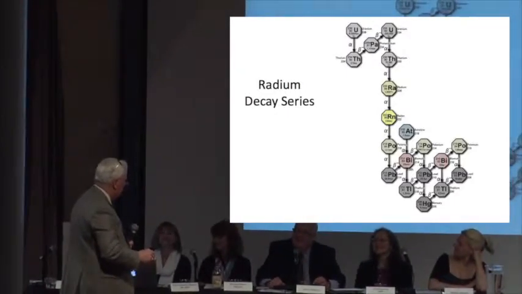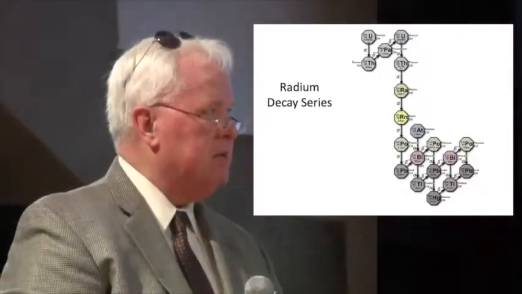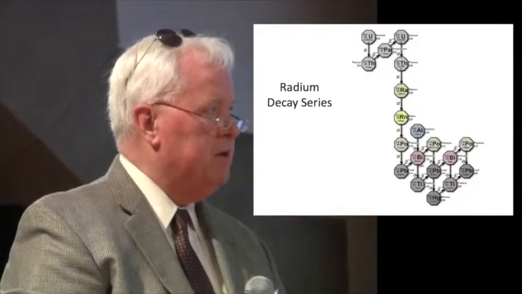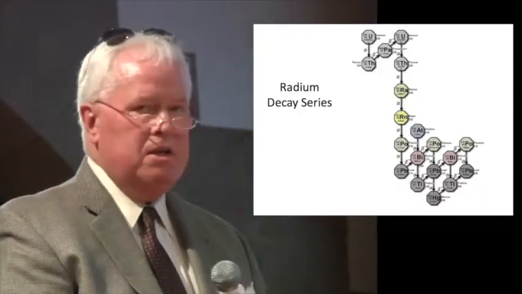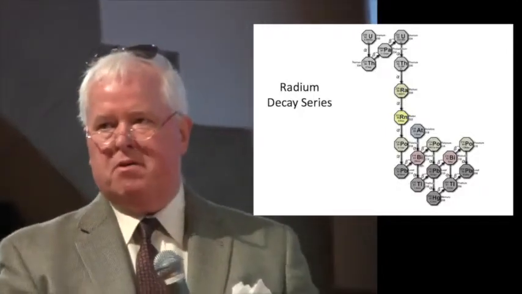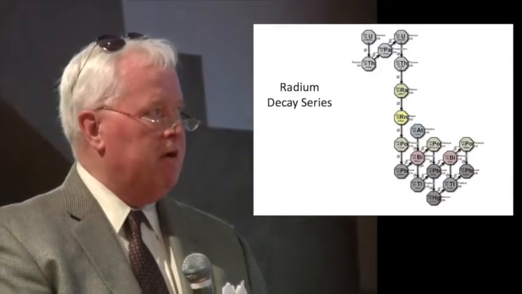So you go through polonium and actinium, but the important ones are bismuth, lead, bismuth, and polonium. And actually, that's the 214 range. Here's the 210 range. Each of these has a half-life. Some of these half-lives are a few seconds. Some of them are a matter of years.